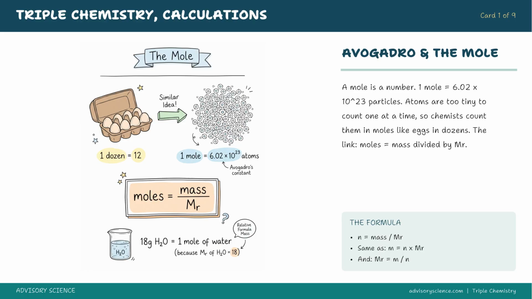You rarely use the raw number, and what you need is the link. Moles equals mass over relative formula mass. That single formula does almost every paper 1 calculation, and you rearrange as needed. Show the rearrangement, show the substitution, and show the answer with units.